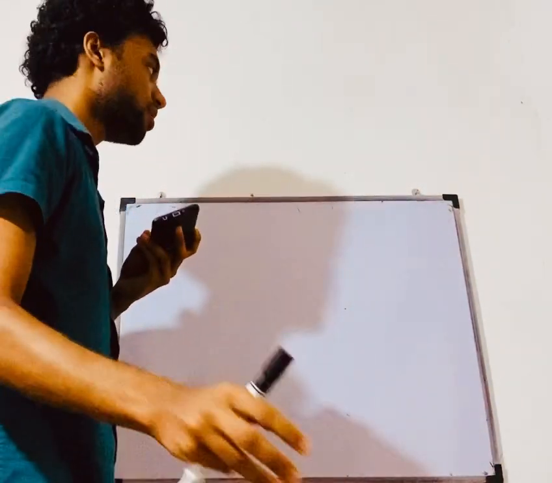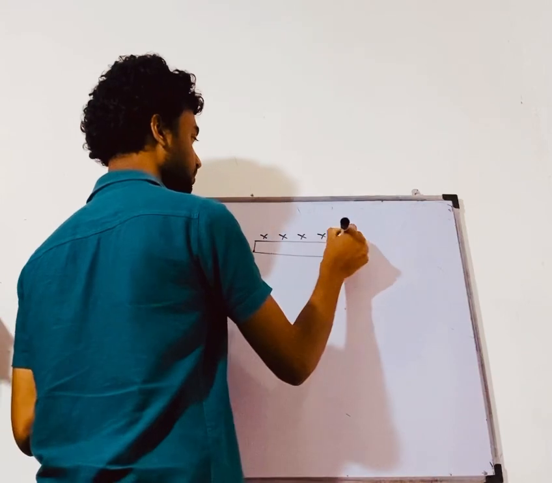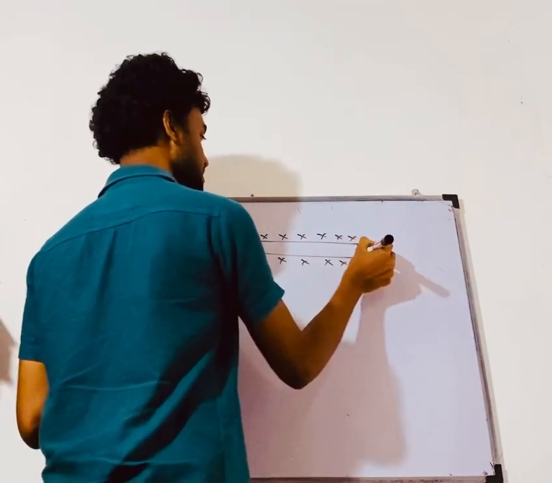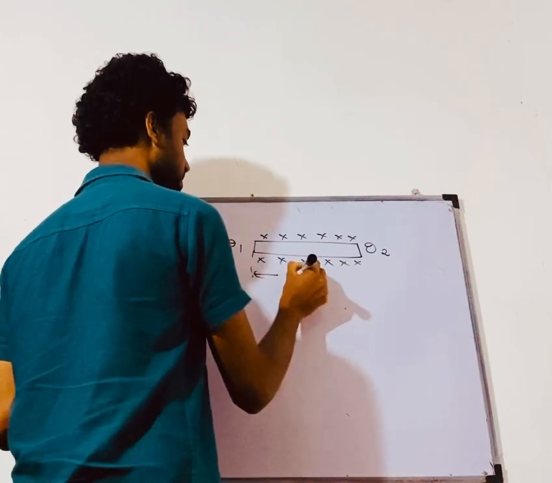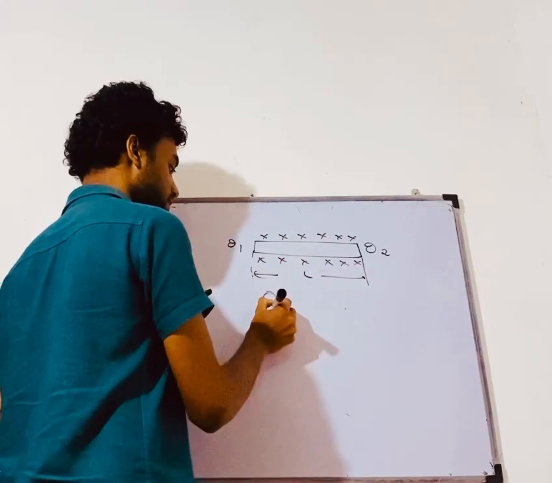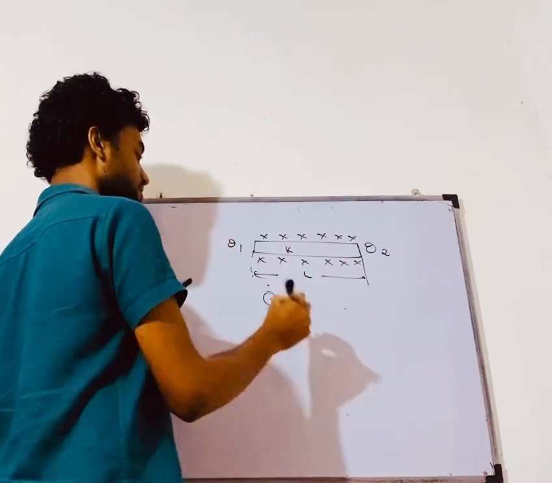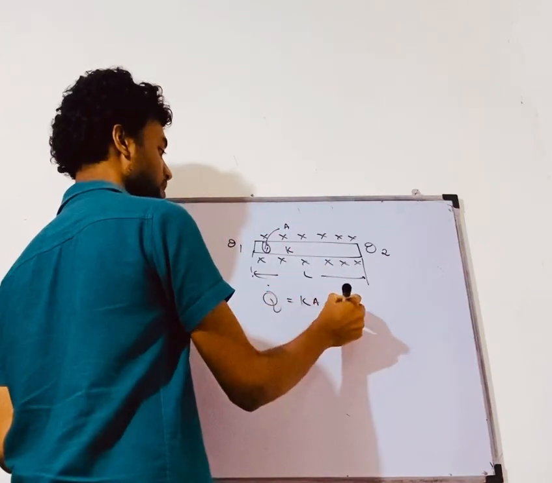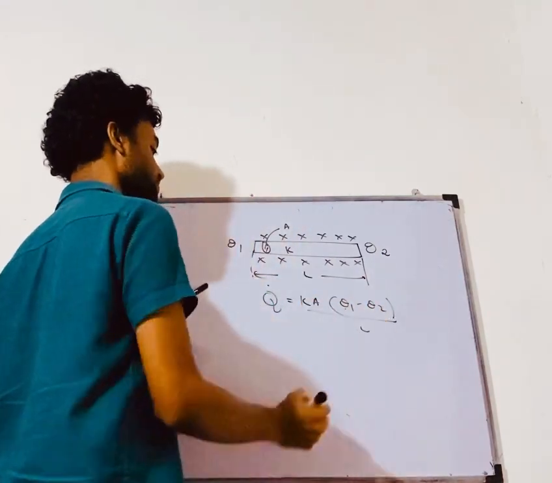Okay, if you consider a lagged rod like this, suppose the temperature at this end is theta 1, the temperature at this end is theta 2, and the length of this segment is L. Then the rate of conduction of heat Q dot is equal to what? Conductivity K, heat conductivity K, times the cross-sectional area A, times the temperature difference theta 1 minus theta 2, divided by the length of the rod through which heat passes.